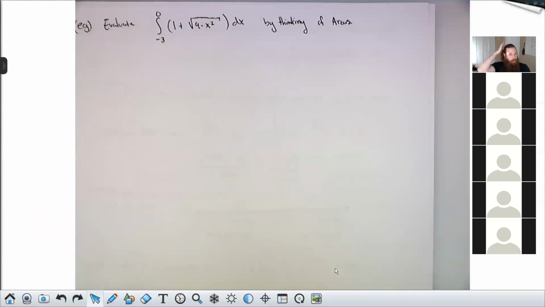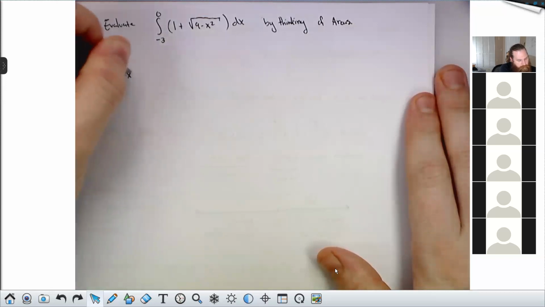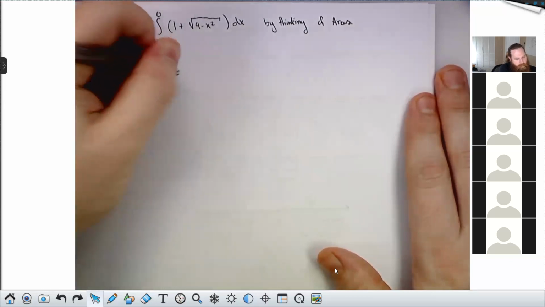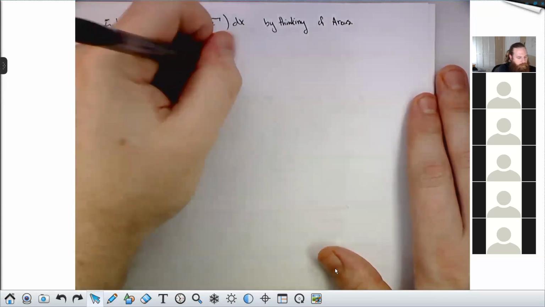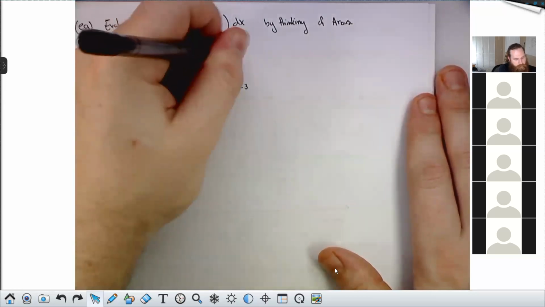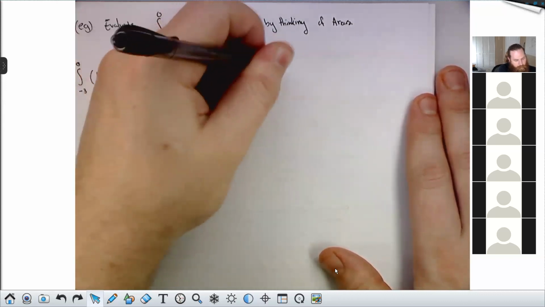Because here we require you to remember a little bit from pre-calculus that we haven't talked about in a minute. The first thing I would do, looking at this problem, is split it up. So the integral from -3 to 0 of 1 plus the square root of 9 minus x squared dx is the integral from -3 to 0 of 1 dx plus the integral from -3 to 0 of the square root of 9 minus x squared dx.